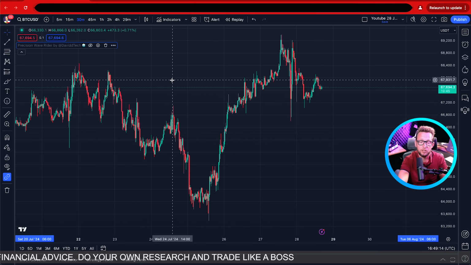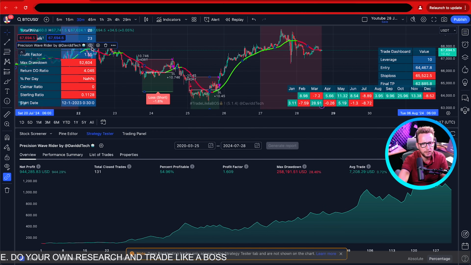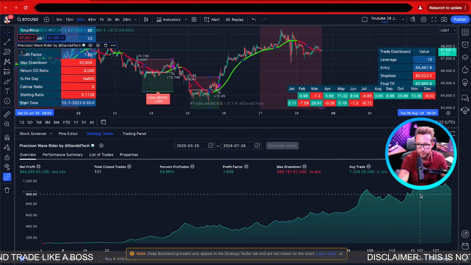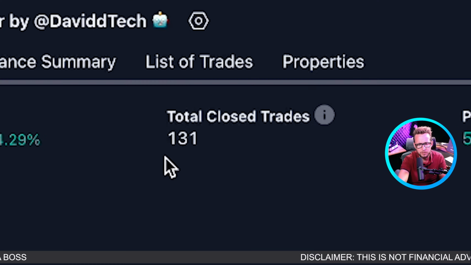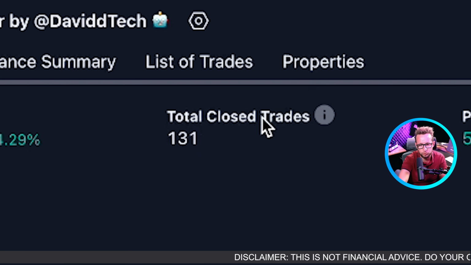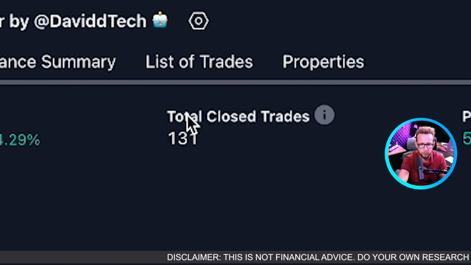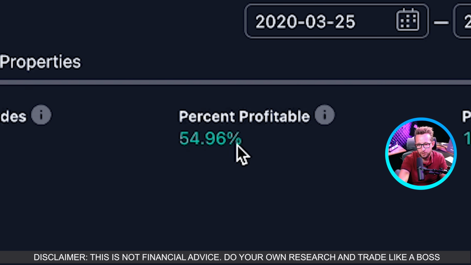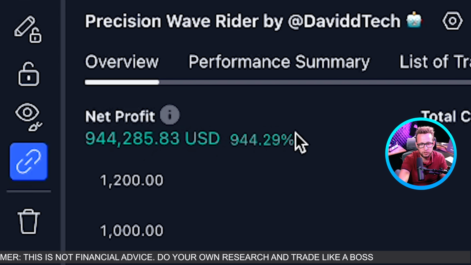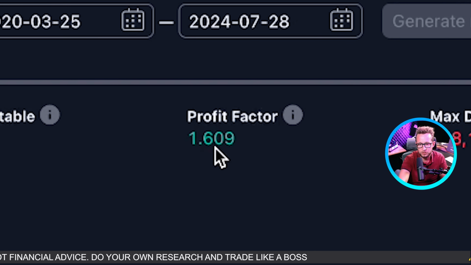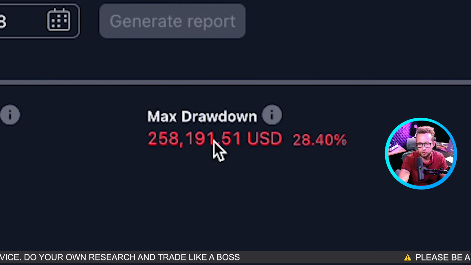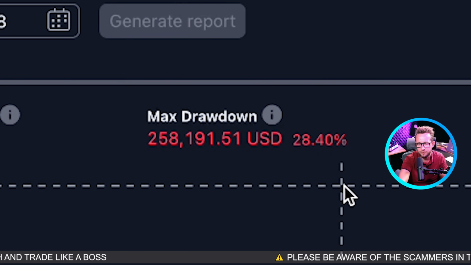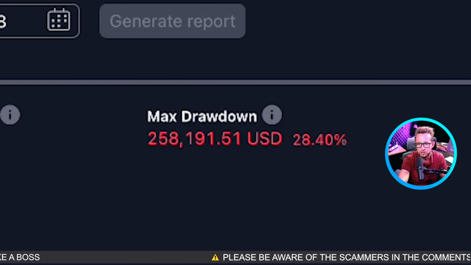Okay, the backtesting results are in. Drumroll, please. Boom! Right, as you can see, the equity curve looks pretty good. There isn't a huge number of trades. We have 131 closed trades. I'd leave this to trade a little bit longer before deciding whether or not to actually trade it. We have a win rate of almost 55%. Our net profit was 944%. Profit factor was 1.6. And our max drawdown was at 28%. Knowing this trading strategy is on 10x leverage, you can easily reduce that by reducing the amount of leverage that we're using.